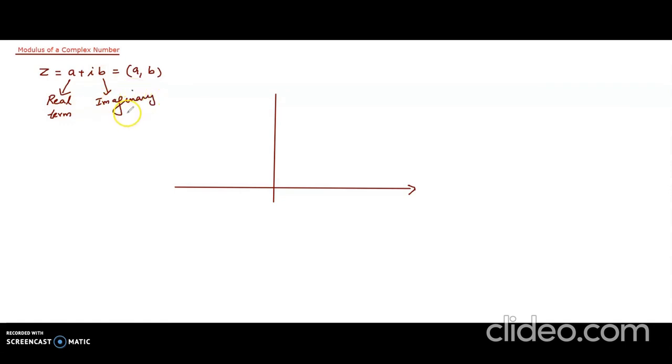In a coordinate plane, we talk about the x-axis and y-axis, but here we write this as the real axis and imaginary axis. So a plane where we represent the complex number is called an Argand plane. You can also call this in simple terms a complex plane.